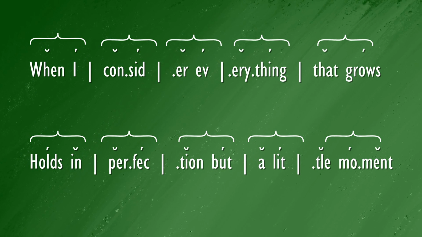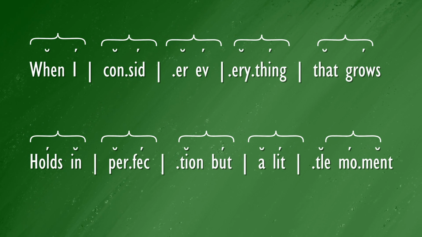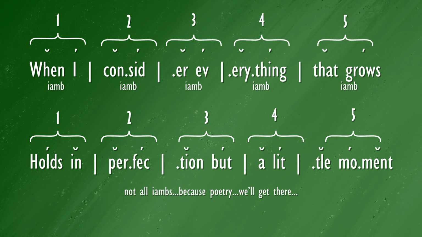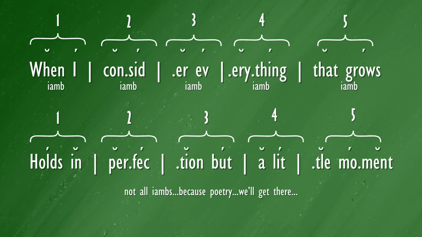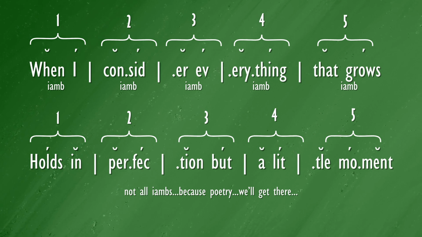In this case, iambic feet, which consist of an unstressed syllable followed by a stressed syllable. So these 10-syllable lines are actually composed of 5 2-syllable iambic feet. As a result, we get a back-and-forth alternating rhythm between stressed and unstressed syllables, a pattern that repeats 5 times per line. And of course, if you've ever heard somebody talk about iambic pentameter, this is it.